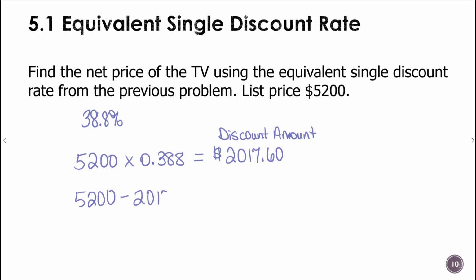So it's 5,200 minus 2,017.60, and so the net price is 3,182.40. And you may notice that this number is the same number we found in different ways. So we've now found this answer two or three times, I believe. All right, so that's the net price.